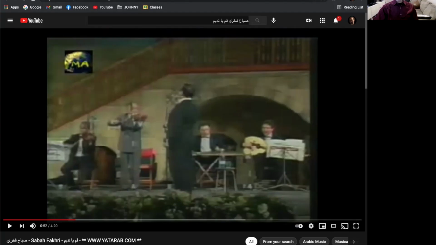And next we're going to learn how to actually sing those muwashahat. Let's work on muwashah al-Malih al-Ghali. A couple of things about this muwashah. It's in Maqam Hijaz.